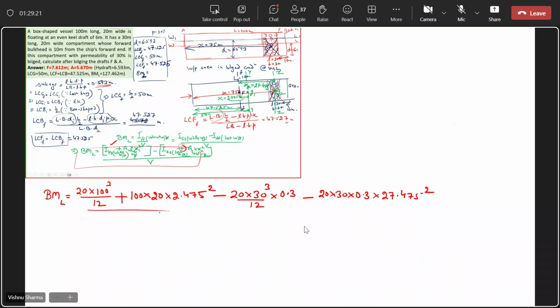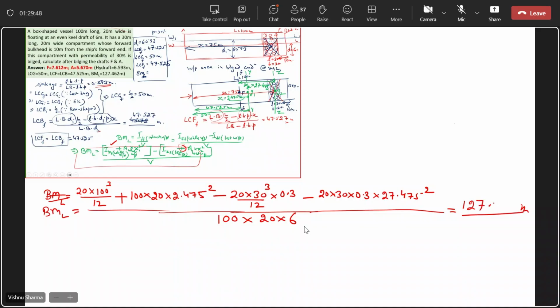Divided by volume of displacement. Samuel, volume of displacement under lost buoyancy does not change. That was the reason why we use the same LBD there also. 100 into 20 into 6. And now what you have to do is just use your calculator very efficiently and calculate the value of BML and give the answer. This answer I'm taking from top. It will come 127.462.